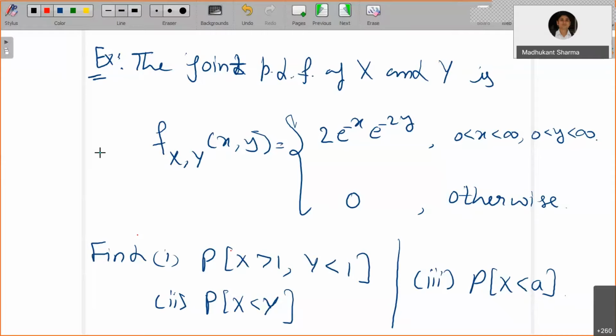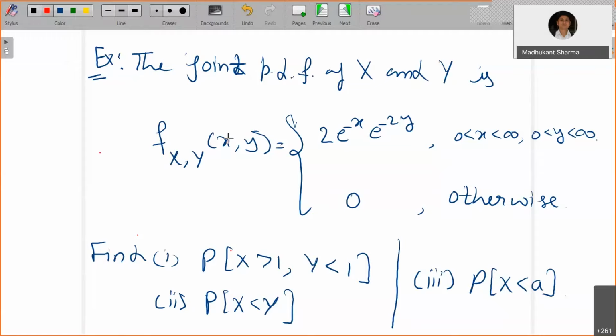Okay, and we are reserving this notation: small f for PDF, small p for PMF, capital F for CDF. Whenever we refer to them jointly, here X and Y, we show the dependence on X comma Y, making it a function of two variables.